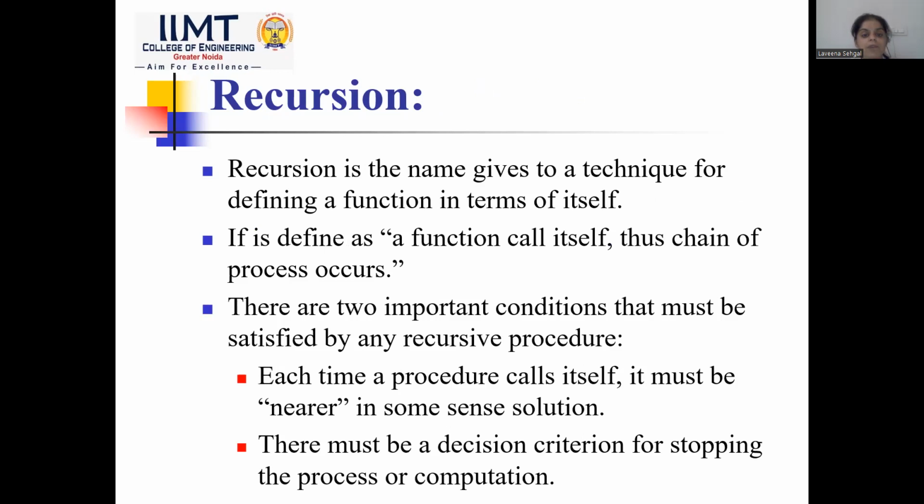defines a function in terms of itself. When we say that a function calls itself, that is the term that defines recursion. A function which calls itself, thus a chain of processes occurs. There are two important conditions that must be satisfied by any recursive procedure. These are the two conditions which recursion follows. Each time a procedure calls itself, it must be nearer in some sense to the solution. There must be a decision criterion for stopping the process or computation.